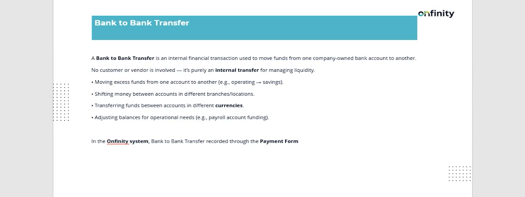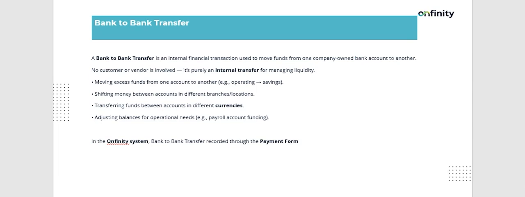Common scenarios for bank-to-bank transfers. Bank-to-bank transfers may be required for several reasons, such as transferring excess funds from one account to another, for example, from an operating account to a savings account, shifting money between branches of the same organization, transferring funds between accounts in different currencies, where conversion rates are applied, adjusting balances for operational purposes, such as payroll or departmental funding. In short, bank-to-bank transfers are essential for maintaining smooth financial operations within the organization.